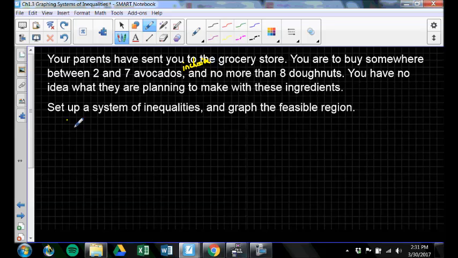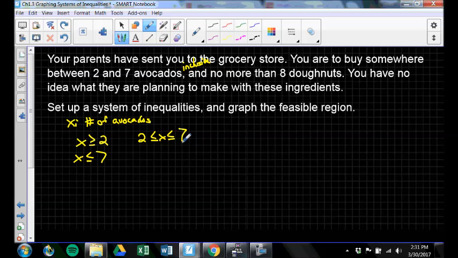Well, x can stand for number of avocados. You might wonder, why not just pick A, Grant? It's because I'm annoying. So x has to be greater than or equal to 2, and x has to be less than or equal to 7. Another way we could write that is this. x is between 2 and 7.